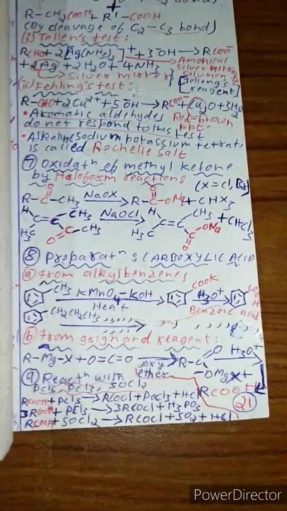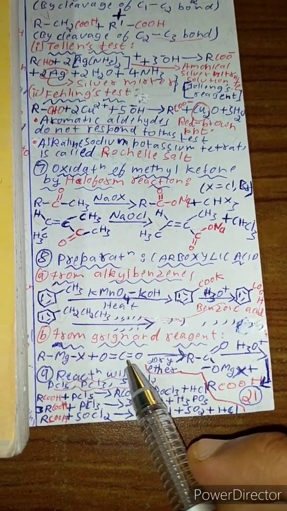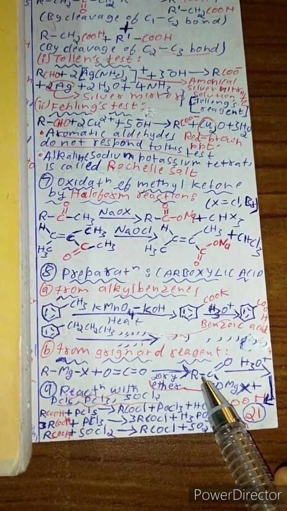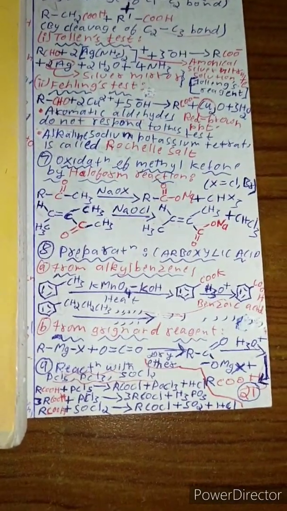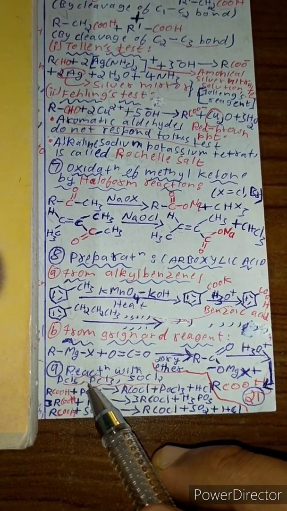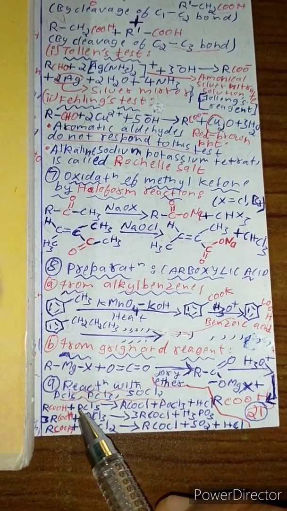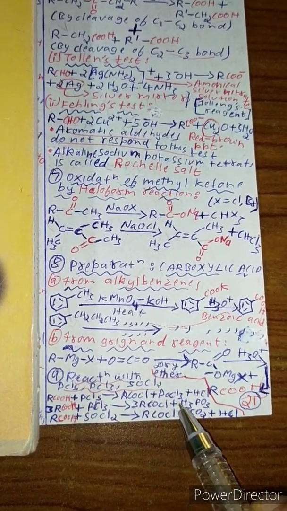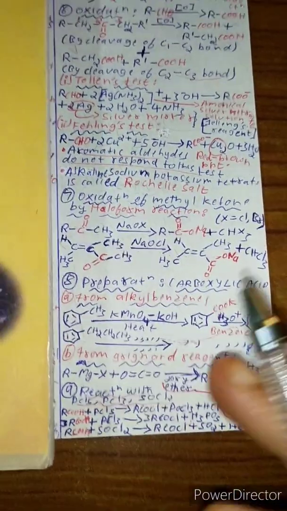Now reaction with Grignard reagent. This is the Grignard reagent, and it reacts with CO2 in dry ether to give this compound. It's an interesting reaction and you can remember it easily also. Now reaction with PCl5, PCl3 and SOCl2. This is the reaction. It forms these products. These are simple reactions which collectively give simple products.